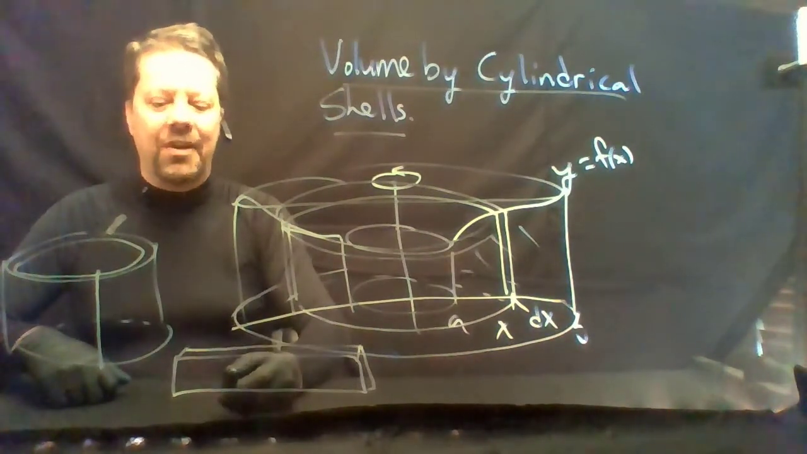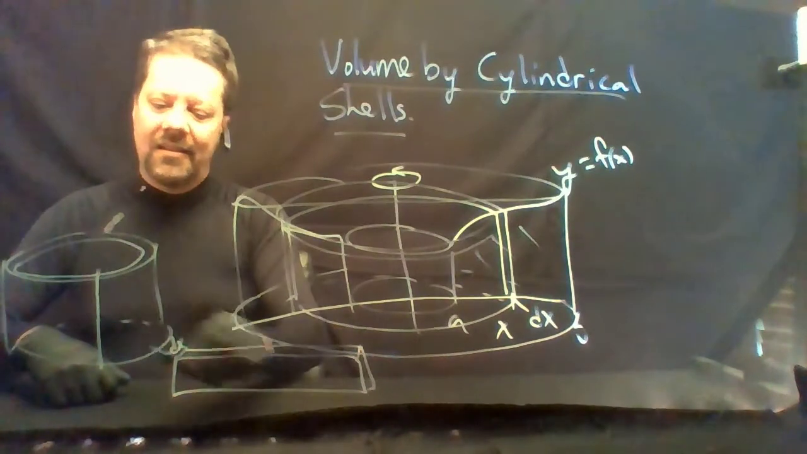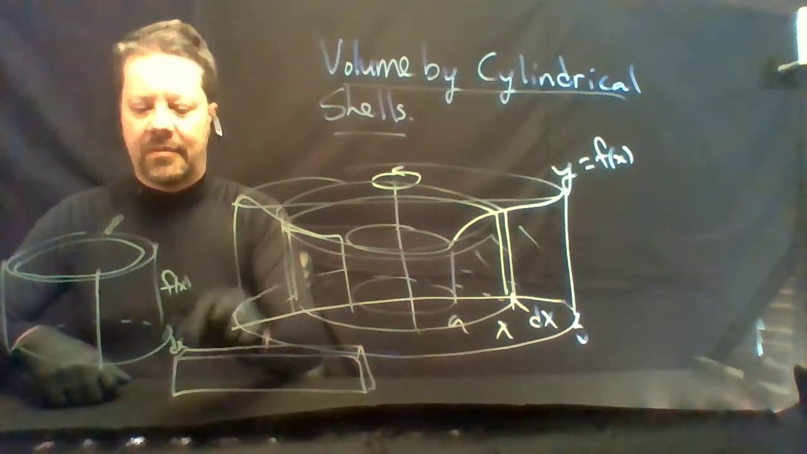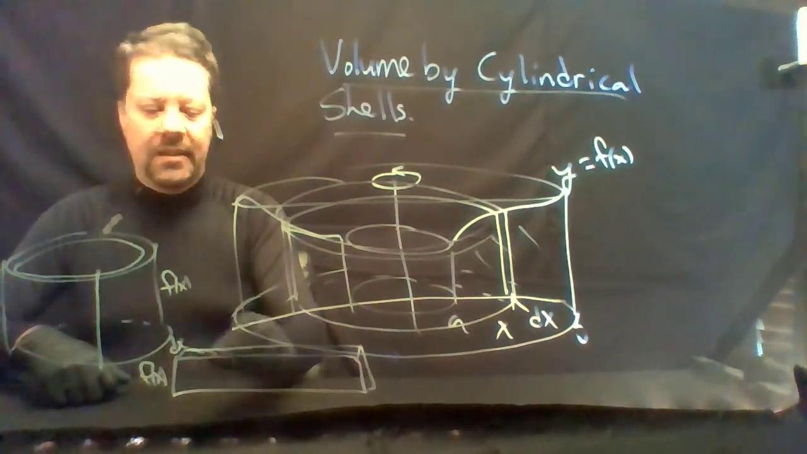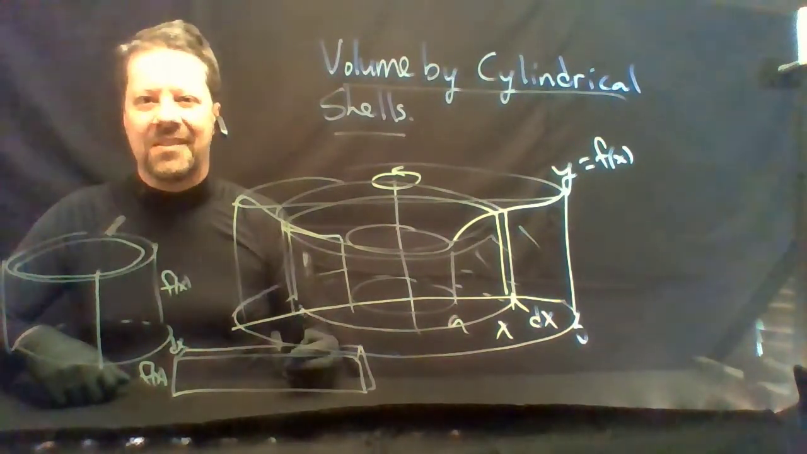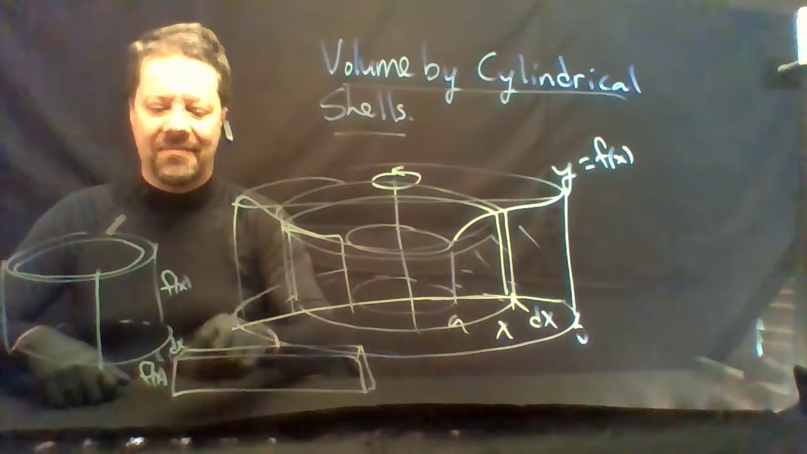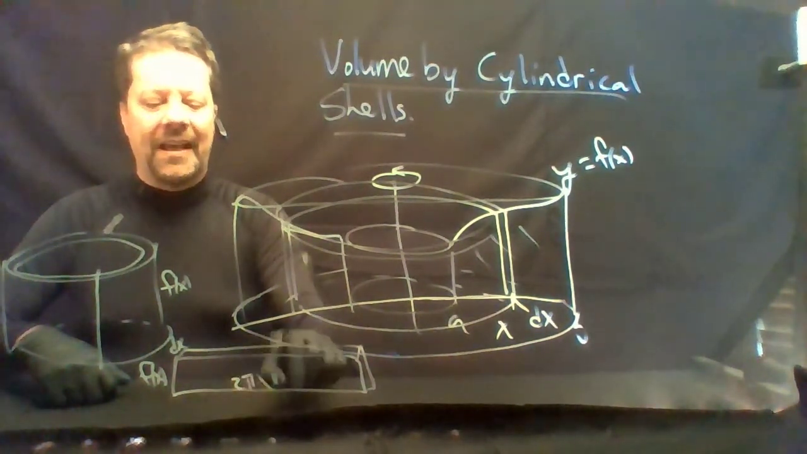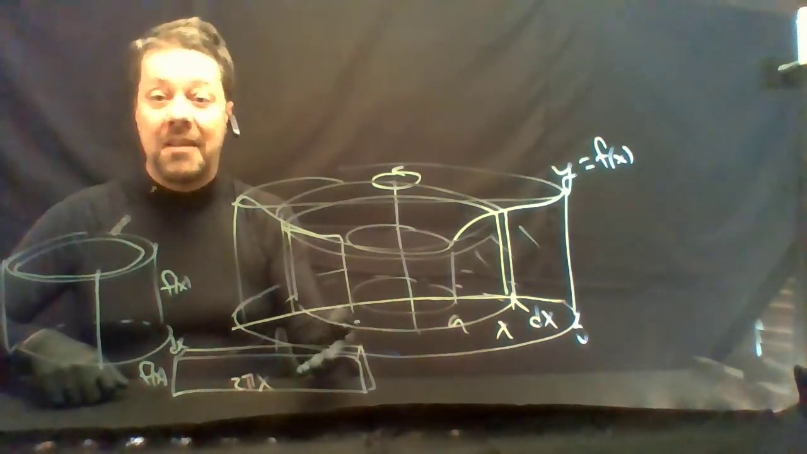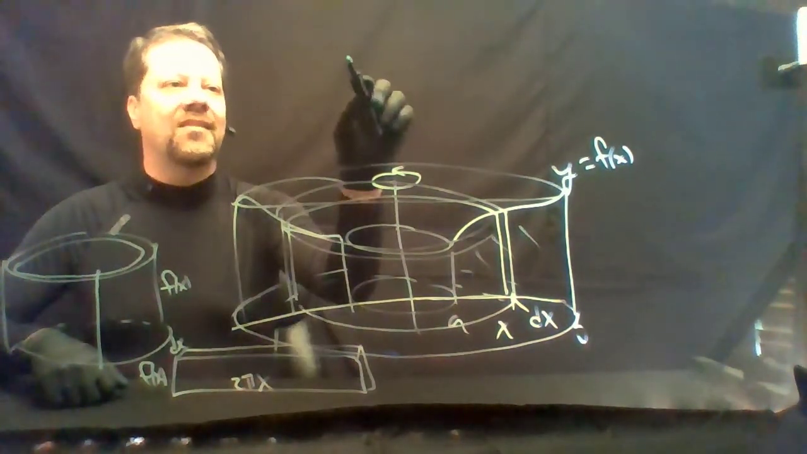We can find the volume of this little thing. Its height is dx. Its width is going to be f of x. And how long it is is the circumference around. The circumference of a circle is 2 pi times the radius being x. So 2 pi x is how long. It follows then that this little infinitesimal volume is 2 pi x times f of x dx.